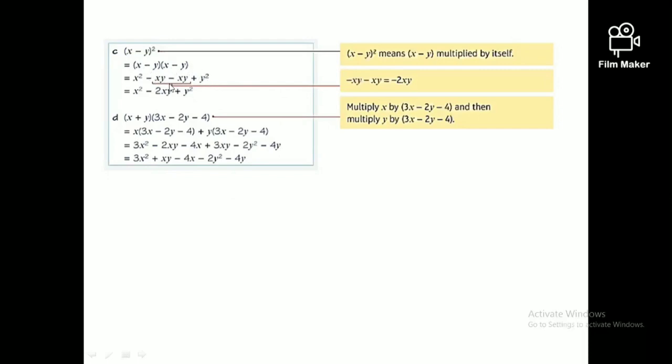Then you can simplify minus xy minus xy. That is minus 1xy minus 1xy. Minus 1 minus 1 is minus 2. The answer is x squared minus 2xy plus y squared, right?